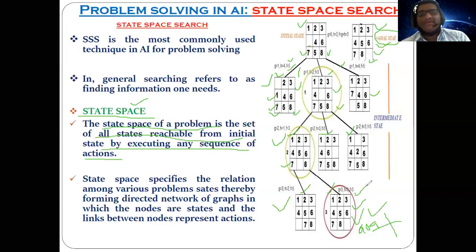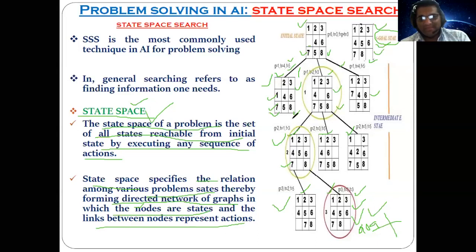Got the point? So the number of states you traverse from the starting state to the goal state, that whole area in short, is called the state space. All of you understood the meaning of state space? And the state space specifies the relation among the various problem states, thereby forming a directed network or graph in which the nodes are states and the links between the nodes are the actions. Each of these states is called what? The node. Got the point?